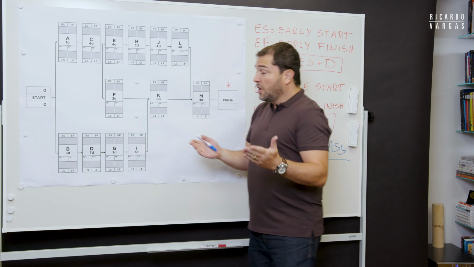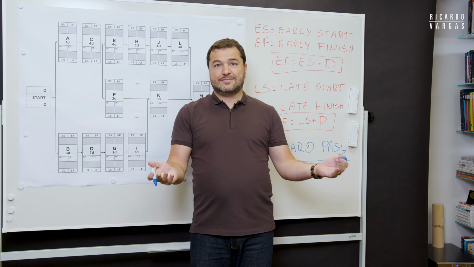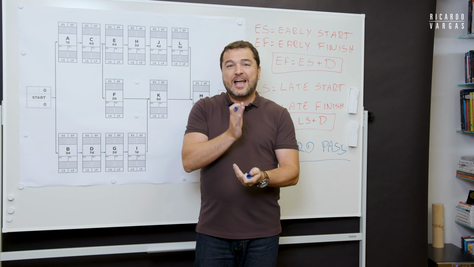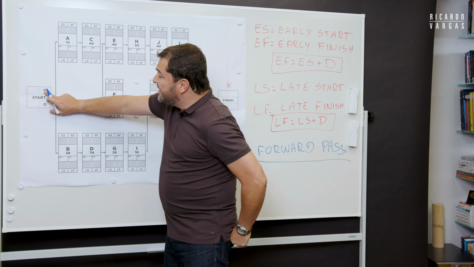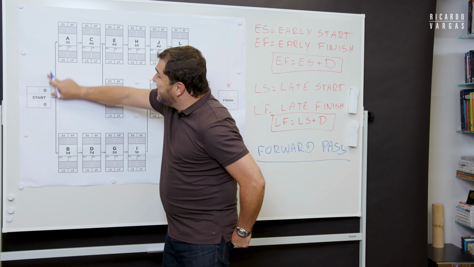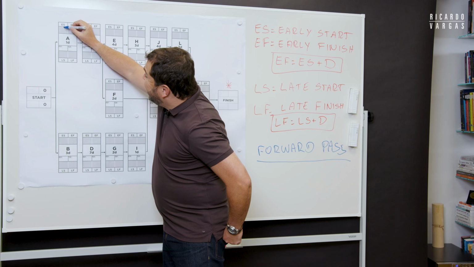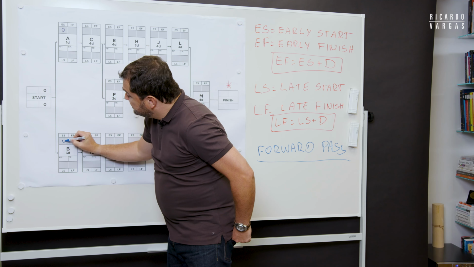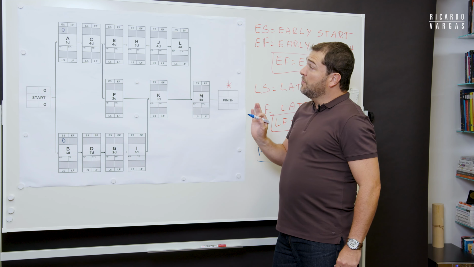So let's start. Of course, the starting point is zero, right? It means as soon as I'm allowed to start, I am starting. Then what do I need? If zero is here, the end of this start is zero, the beginning of A and B is zero. It means I can do them on zero.